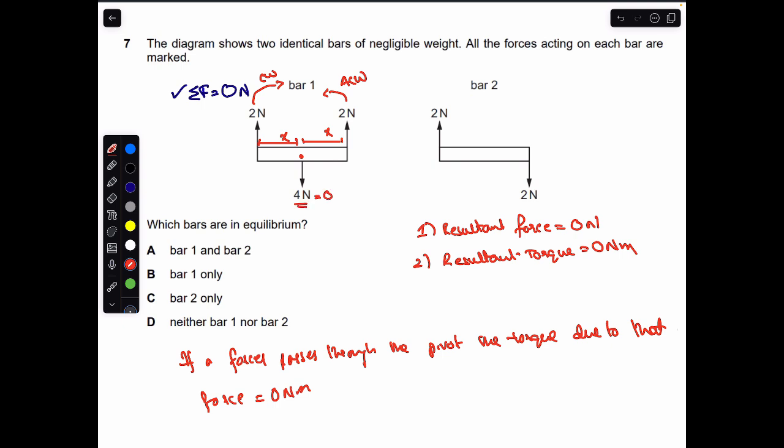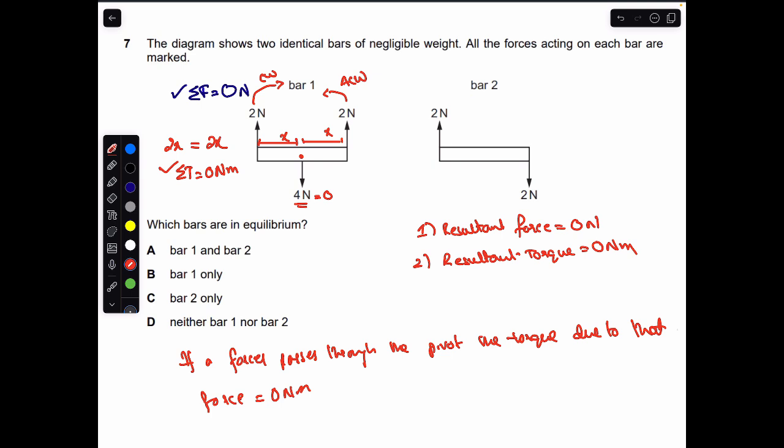So you have a clockwise torque of 2x and you have an anti-clockwise torque of 2x as well. Anti-clockwise is equal to clockwise, hence the resultant torque is also 0 newton meters. So the second condition for equilibrium is also true. Now let's check bar 2.